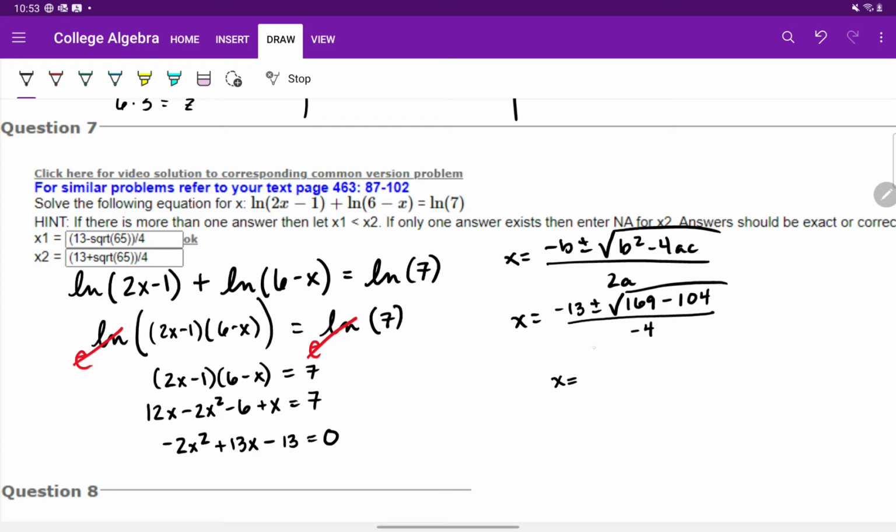And that will simplify down to positive 13 over positive 4 plus or minus the square root of 65 over negative 4. But since the plus or minus accounts for this negative here, you can kind of eliminate that negative. So this is our answer. Well, rather, this is our two answers, and you're going to need to put the smaller one in as x1 and the larger one in as x2 because they specify they want the smaller one first. And our smaller one is always going to be the minus, and the larger one is the plus.